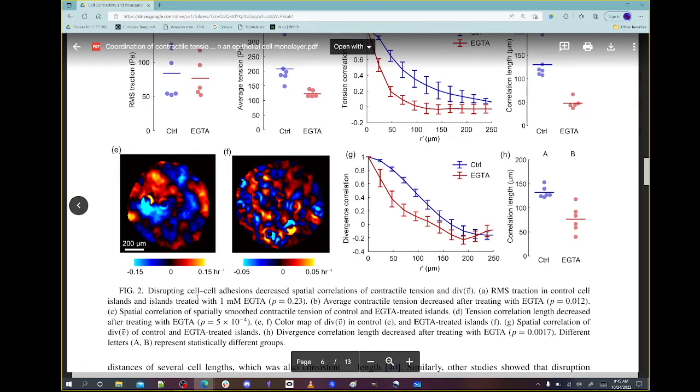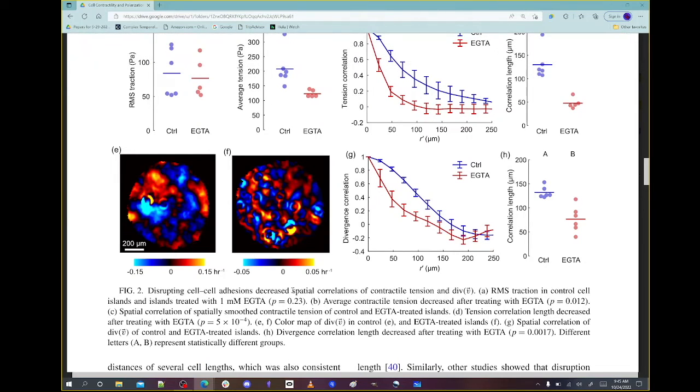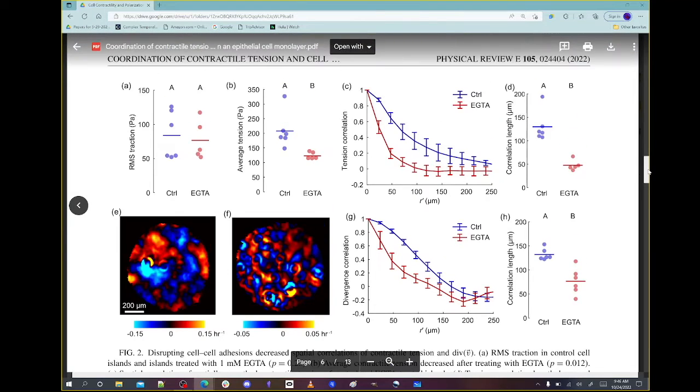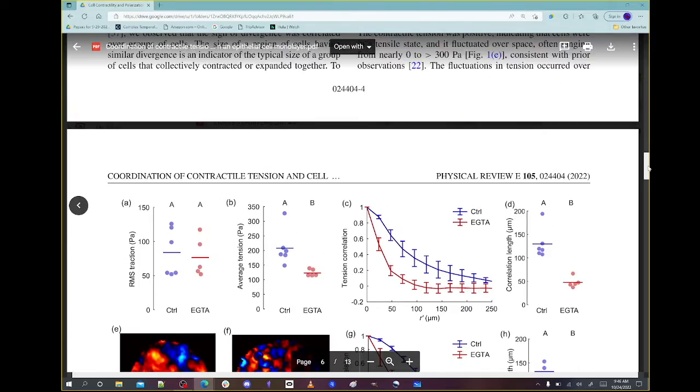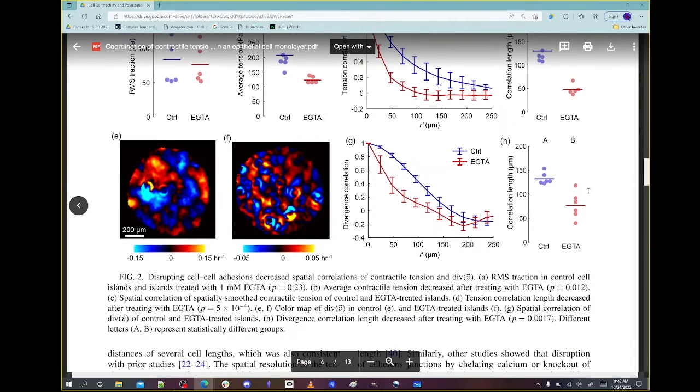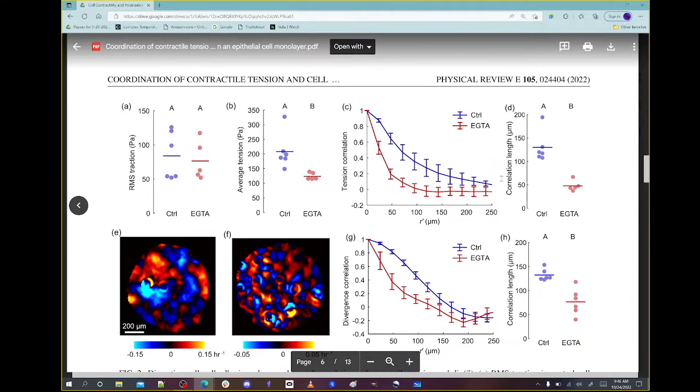So this figure is where they disrupt cell-cell adhesions and observe decreased spatial correlations of contractile tension in this div vector. So this is where you have, okay, the first one is root mean squared traction in control cell islands, and islands treated with this thing that they're treating it with. This is in pascals. So you can see that traction is increased in the control here.